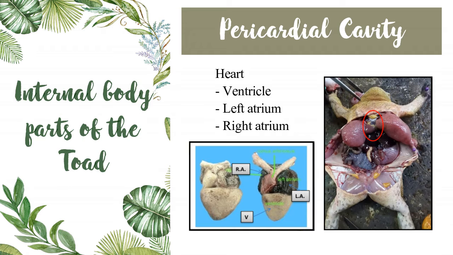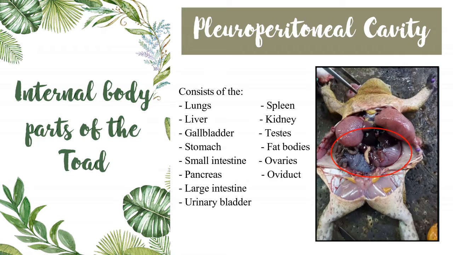The left atrium receives oxygen-rich blood from the lungs, while the right atrium receives oxygen-poor blood from the surrounding organs. The pleuroperitoneal cavity is the cavity where it holds most of the organs of the viscera. It is in this cavity where the peritoneum is found. The peritoneum is epithelial tissue that enfolds all the visceral organs suspended in the cavity. The following are the organs found within the cavity, and we will discuss each of these organs.